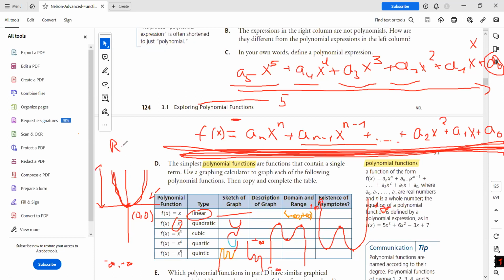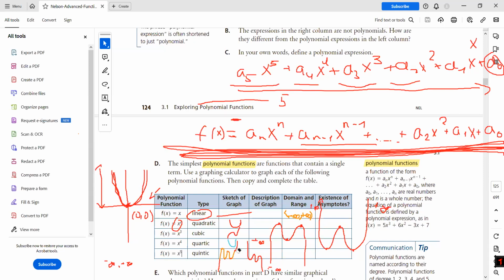Range, y, from 0 to positive infinity. I don't remember the exact notation for range and domain. You can check it out in the previous chapters.